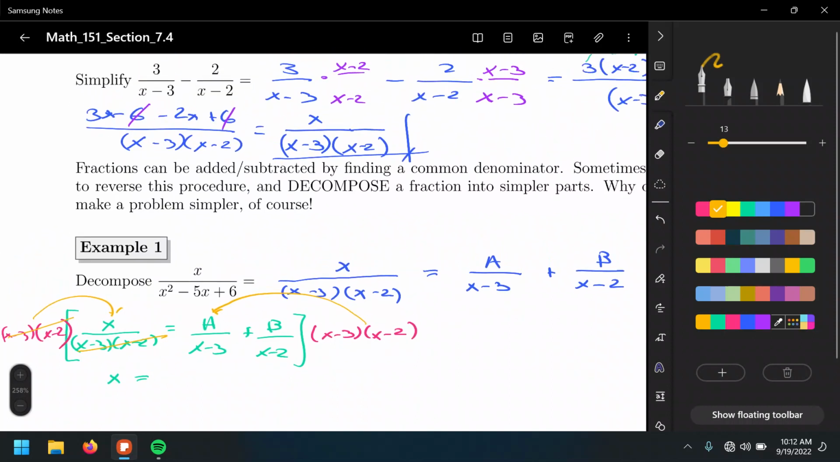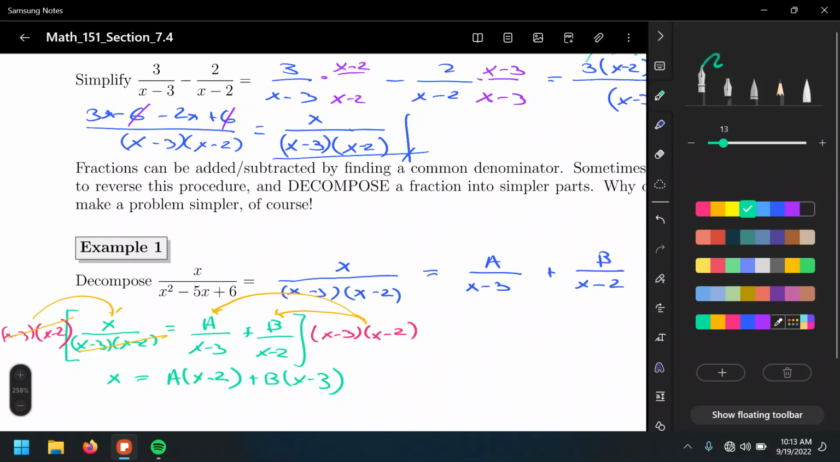So check this out. We would be multiplying x minus 3 times x minus 2 times a, but notice how the x minus 3 cancel out, leaving us with a times x minus 2. When we do the same over here, distributing with the second term on the right hand side of the equation, notice how this time the x minus 2's cancel, leaving us with the product between b and x minus 3. Up to this point, are you guys following me here?